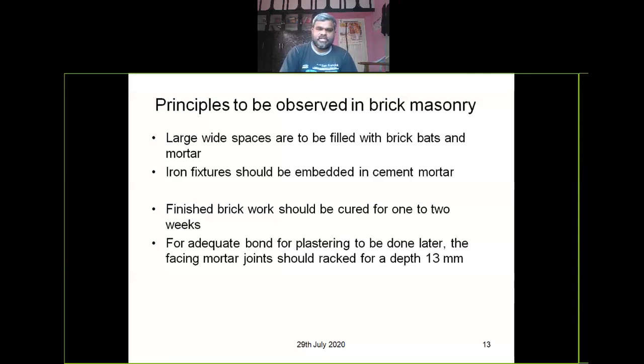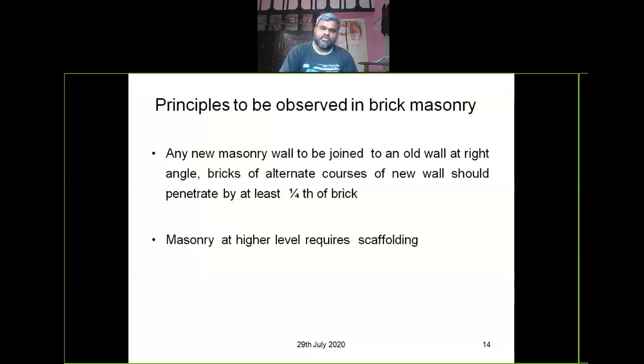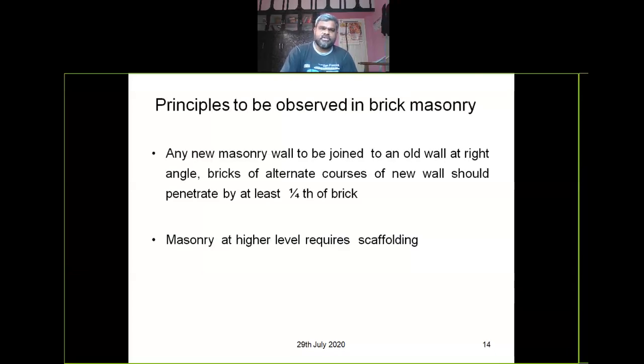So the facing mortar joints should be raked up to a depth of 13 mm, and any new masonry wall to be joined to an old wall at right angle, bricks of alternate courses of the new wall should penetrate at least 1/4 of the brick inside. Means toothing is provided by the old construction. Masonry at higher levels requires scaffolding. Generally, single scaffolding is required for brick masonry. And these are the points observed which should be followed while doing brick masonry.